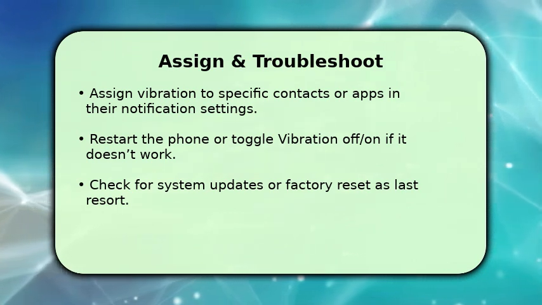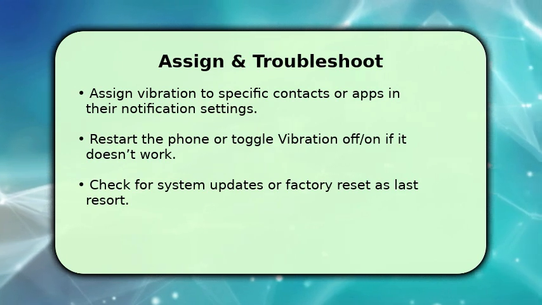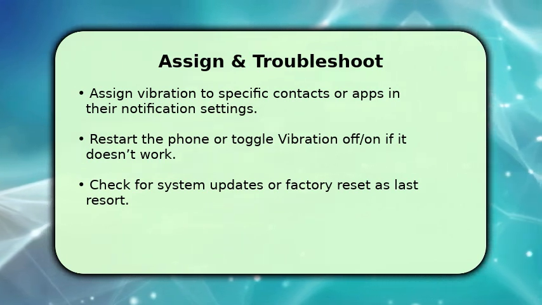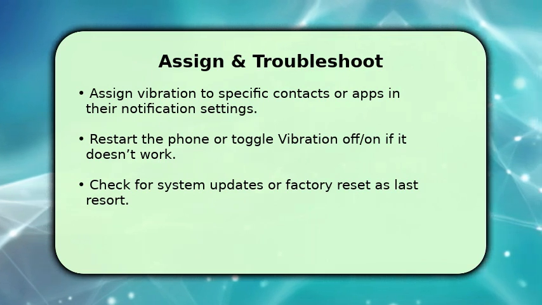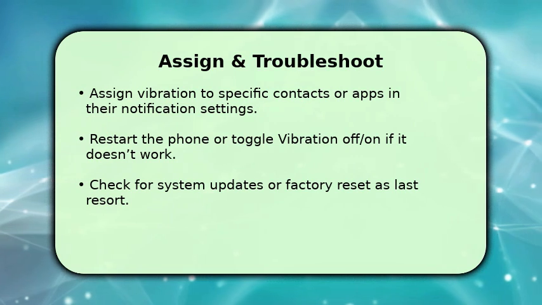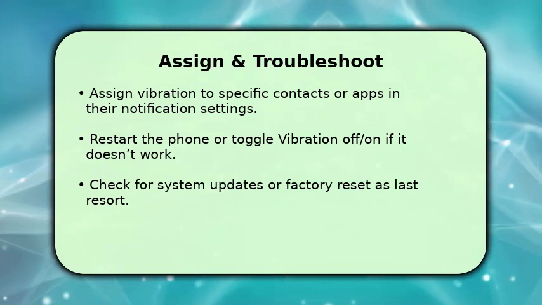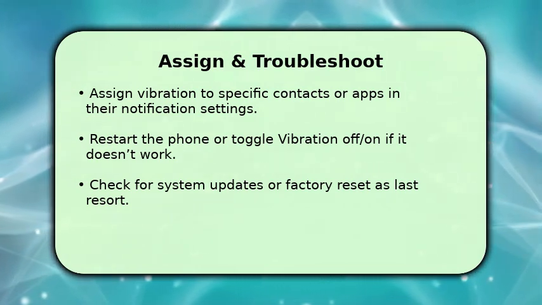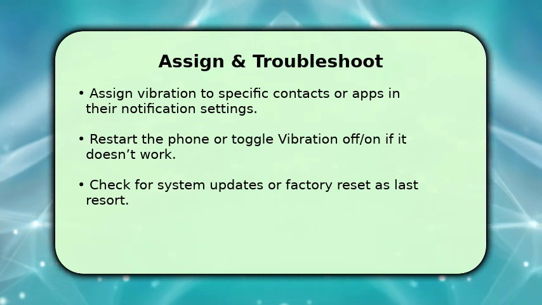If vibration fails, restart the phone first and toggle vibration off and on in settings. This often resets the motor. If problems persist, check for system updates, test safe mode to rule out apps, and only consider a factory reset when other fixes fail. Backup data before doing that.